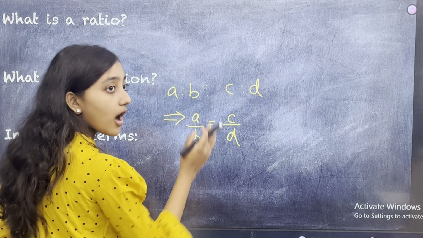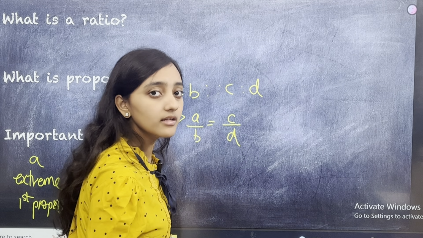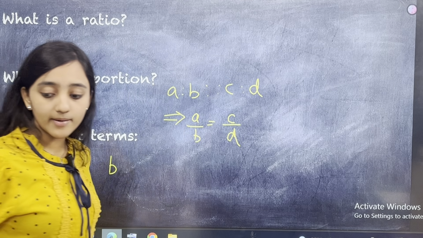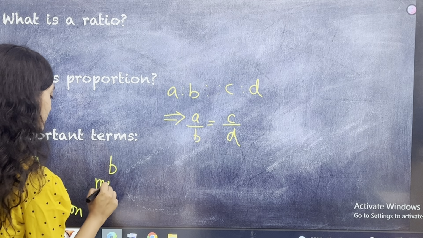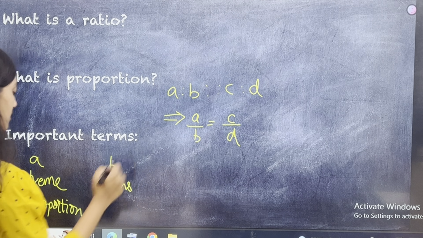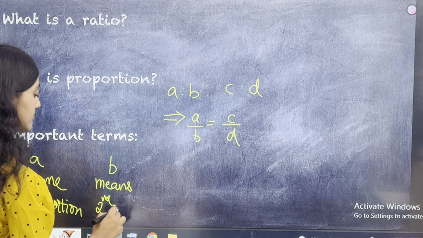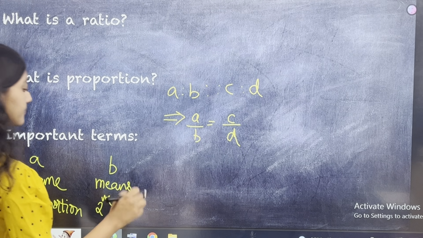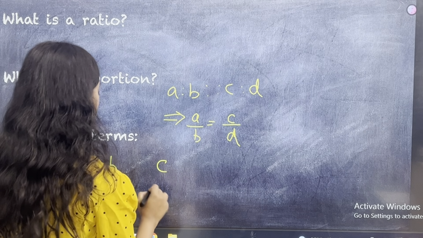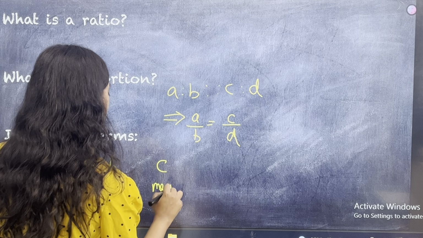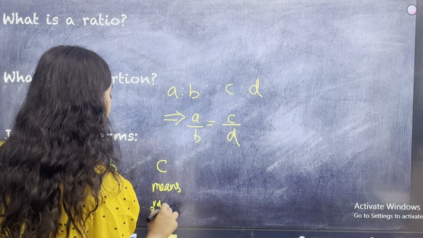B and C are in the middle. Middle is always called means in mathematics. So we are going to be calling B as means. B and C are means. This will be the second proportion. I'm just writing proportion as PROP. Next, C is again a means, and we are writing it as third proportion.